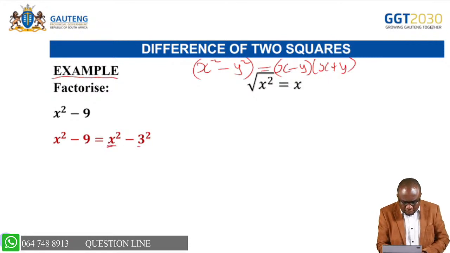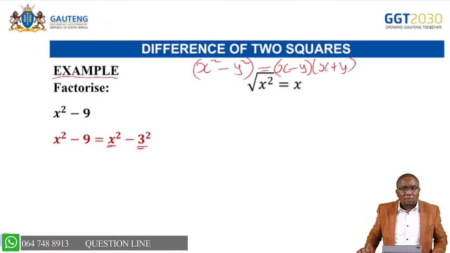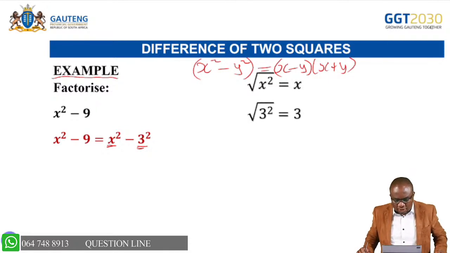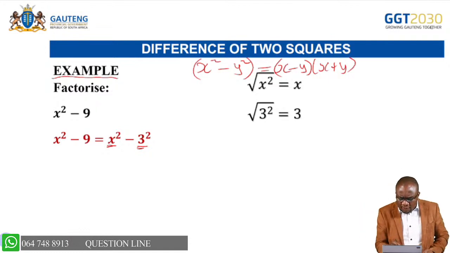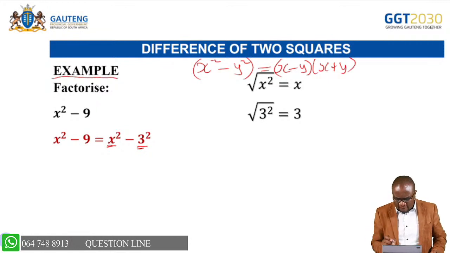And then, what's the square root of 3 squared? Remember, 9 is 3 squared, isn't it? I know the square root of 9 is plus or minus 3, but now take the positive one. I said 3 cubed, which is very, very wrong. I meant 3 squared, not cubed. So the square root of 3 squared is 3, okay?